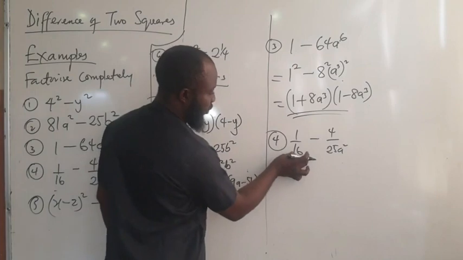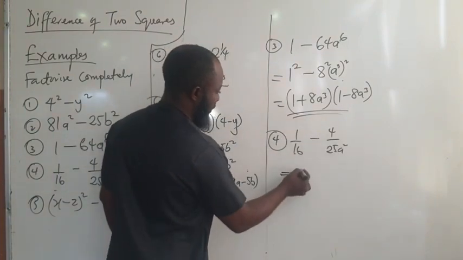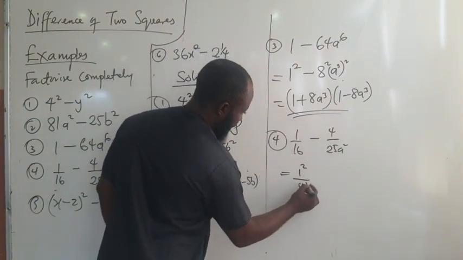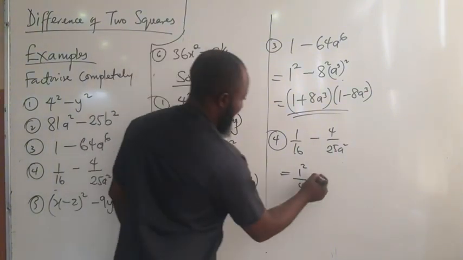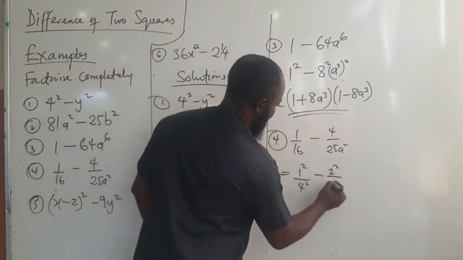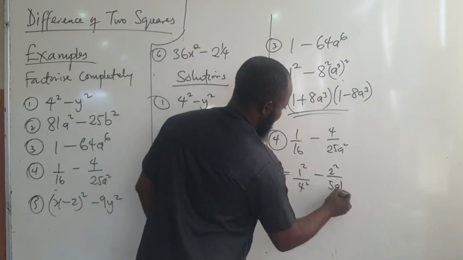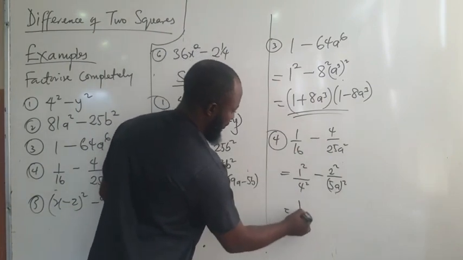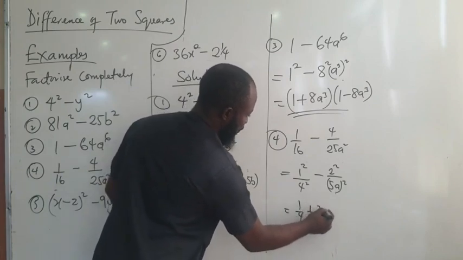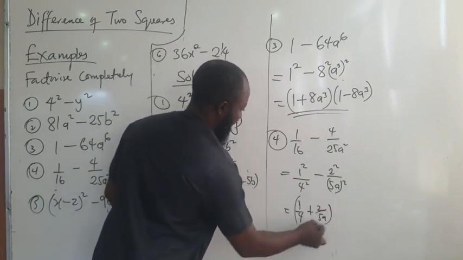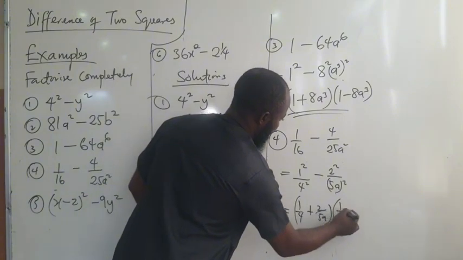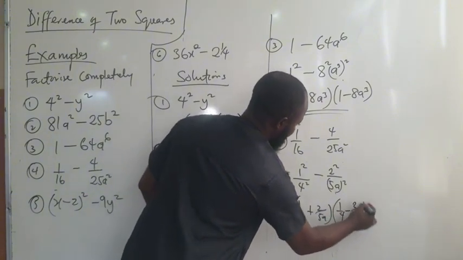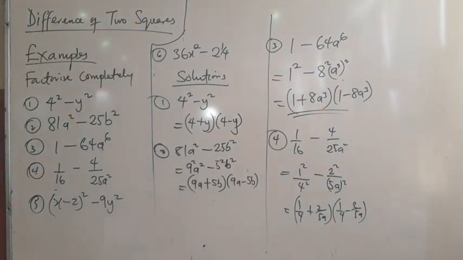So we can take everything here to square. So this is 1 squared over 4 squared, minus 2 squared over 5a, everything squared. Everything is now squared. So which means we can have 1 over 4 plus 2 over 5a, then 1 over 4 minus 2 over 5a. Just for you to think. Alright? So that is that. Good. So let's look at the next one.